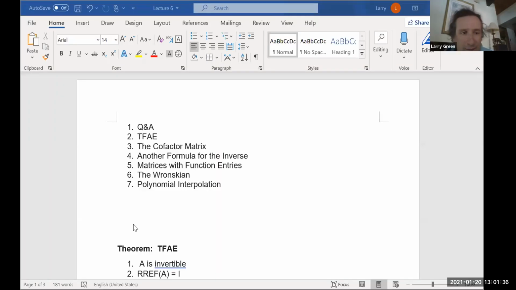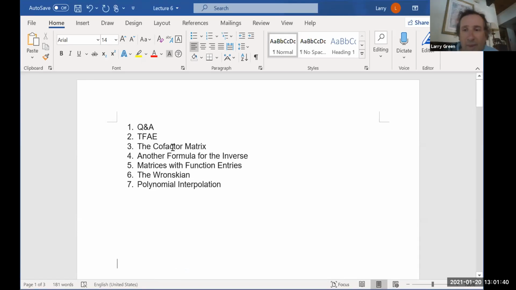We'll start more about matrices, which is most of what this class is about, or a lot of what the class is about. Let me share my screen and we'll go over the plan for the day. The plan today is, as usual, I'll start out with any questions you might have. And then after that, and we're going to see this a lot, is TFAE.